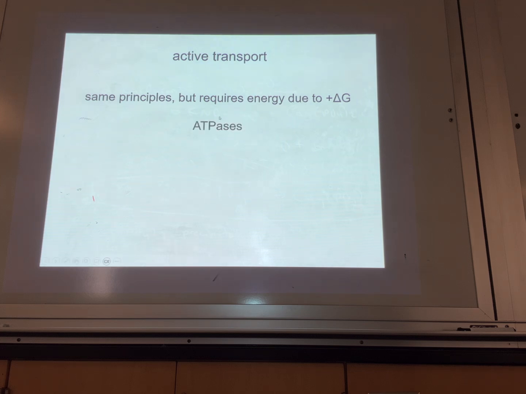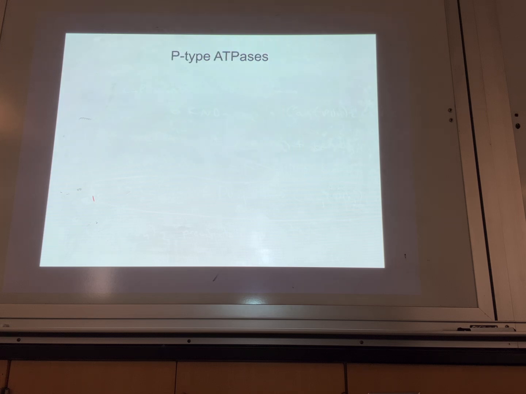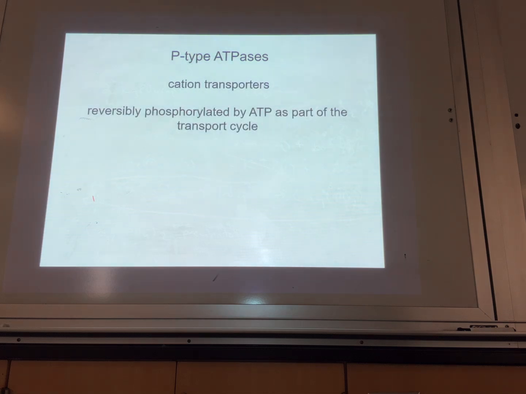This is why a lot of these transporters are called ATPases, because they use ATP directly for energy. When they do that, we call that primary active transport. Utilizing ATP to drive something, a particle, usually for ATPases, it's going to be an ion, against a concentration gradient. And the first example we'll talk about is P-type ATPases. These are cation transporters, reversibly phosphorylated by ATP as part of the transport cycle. And this causes the P-type ATPase to basically move between two conformations, one where it's phosphorylated and one where it's dephosphorylated.